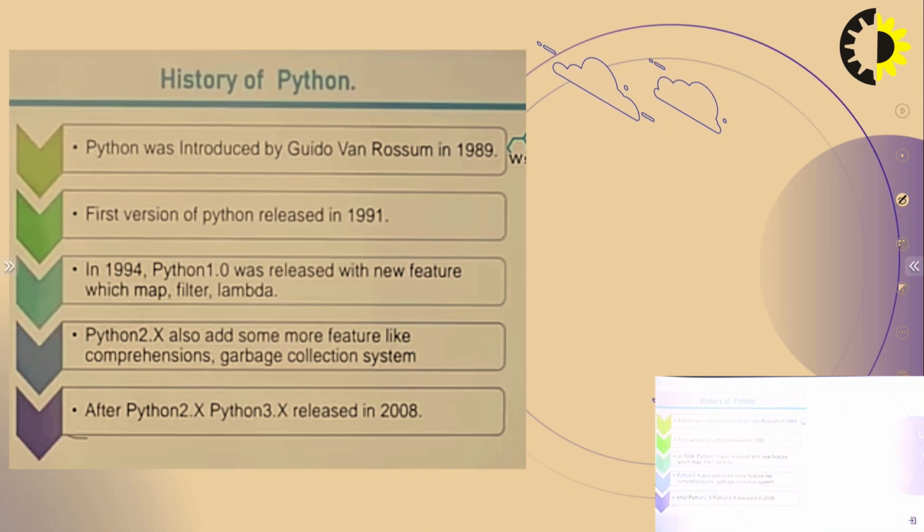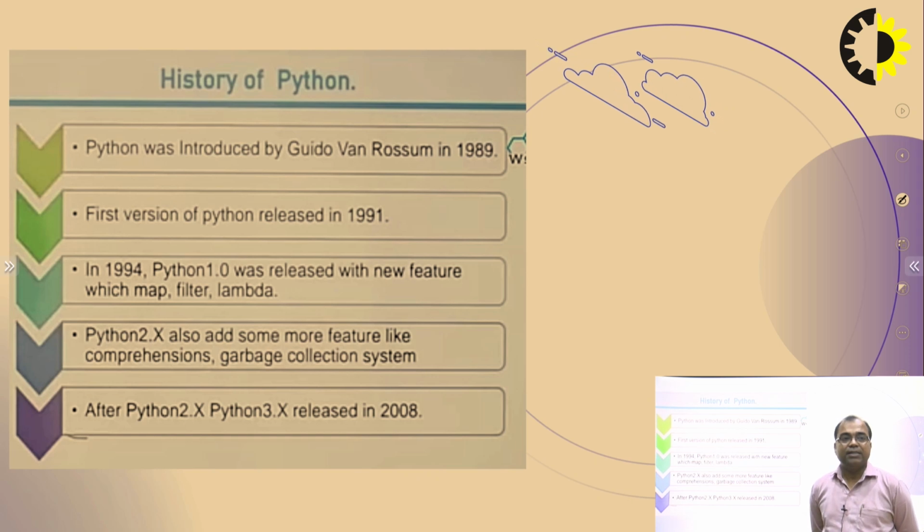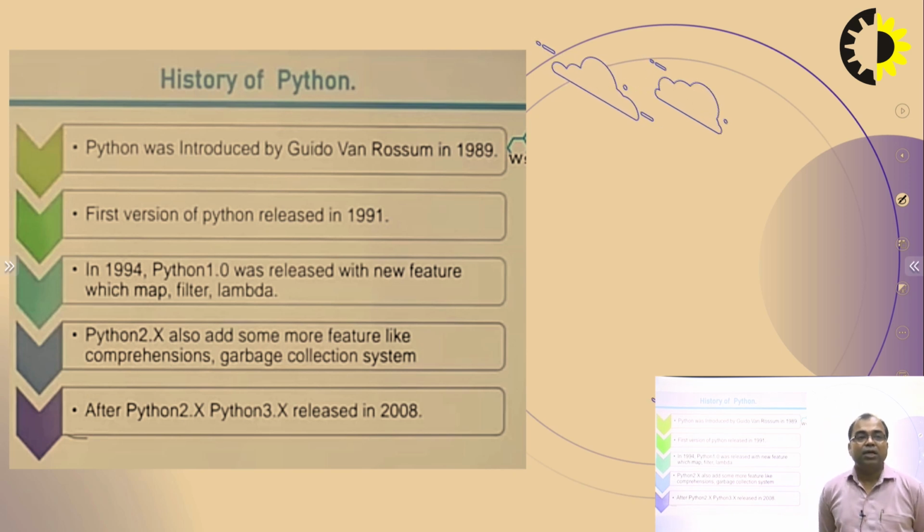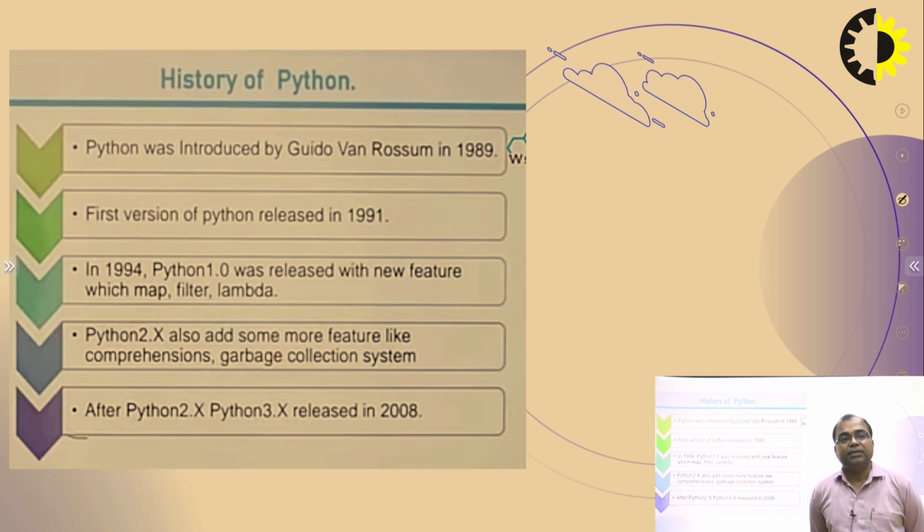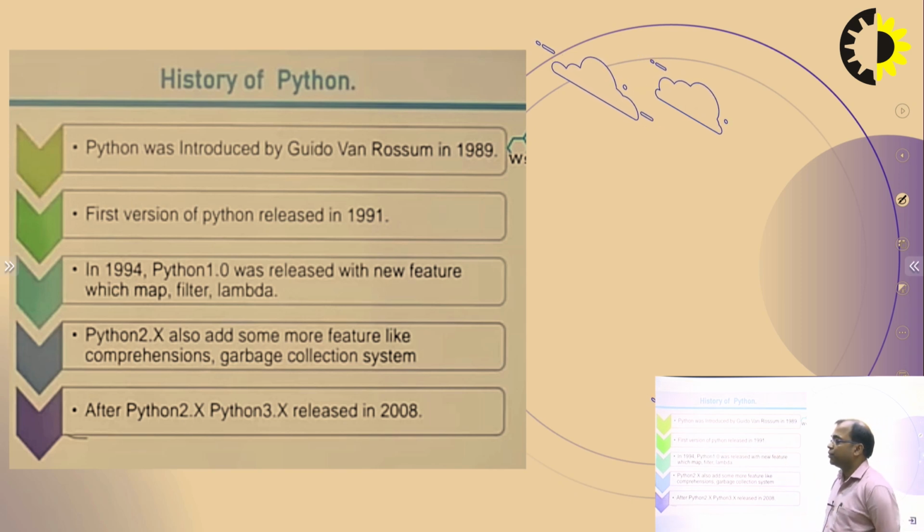Actually, first let us come to the history of the Python programming language. Python was introduced by Guido van Rossum, as we discussed earlier. He started working on this programming language in the 1970s, and introduced it around 1989. The first version of Python was released around 1991.